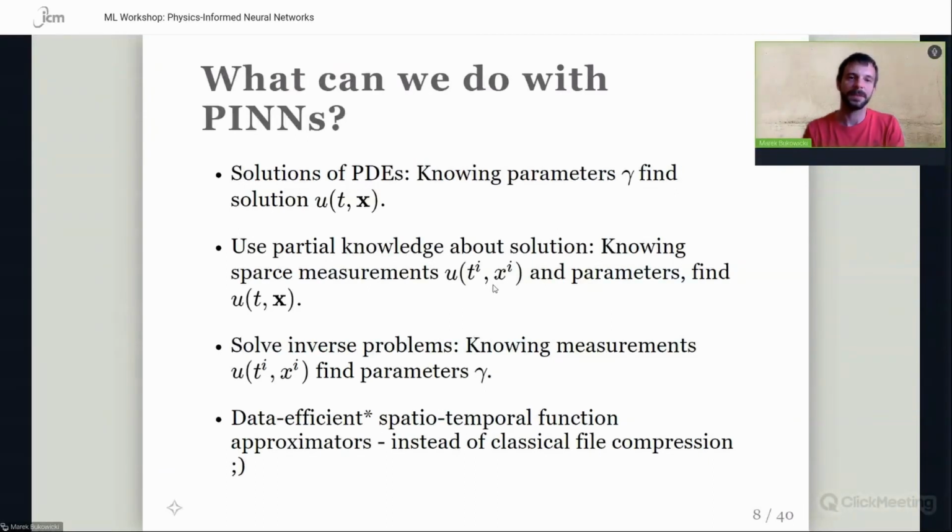The other strength of PINNs is that they can also solve inverse problems. We may know some values, some measurements, and the equations, but not the exact parameters, and we can estimate both the solution and the parameters of the system. For example, in the last notebook that we'll work on today, Grzegorz will show you how to find non-uniform heat conductivity by knowing the temperature and measurements in space.